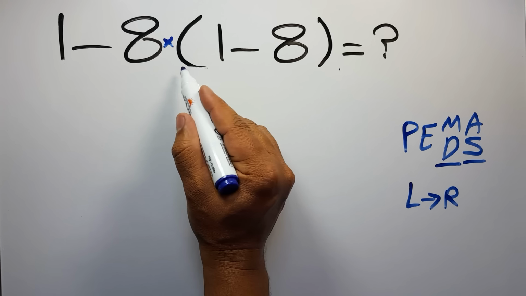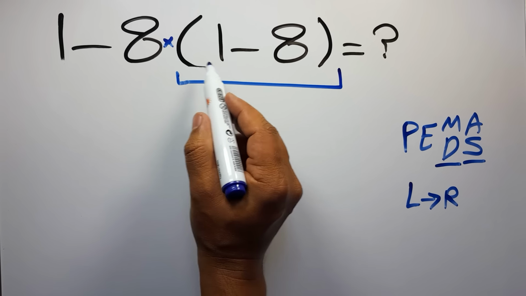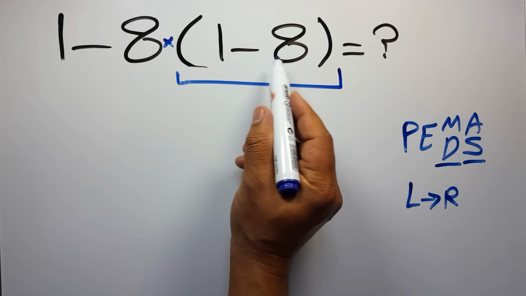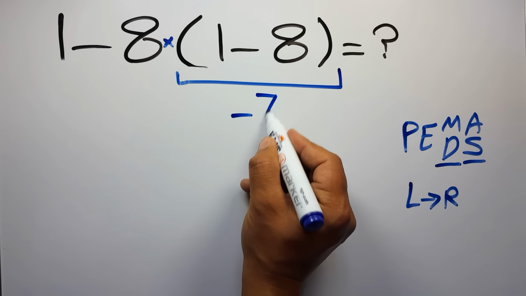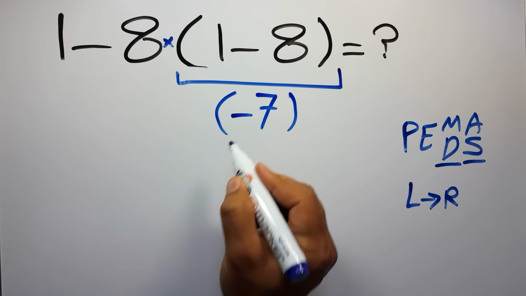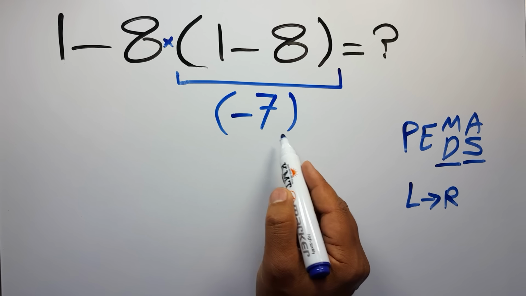So first we have to do this parentheses. Inside this parentheses we have 1 minus 8, which equals negative 7. So we have 1 minus 8 times negative 7.